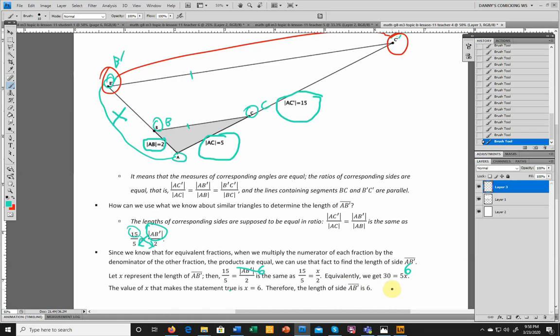So basically it becomes 15 over 5 equals x over 2. If you cross multiply, you can do 15 times 2 is 30. To get 30, you have to do 5 times 6. So 6 must be x.